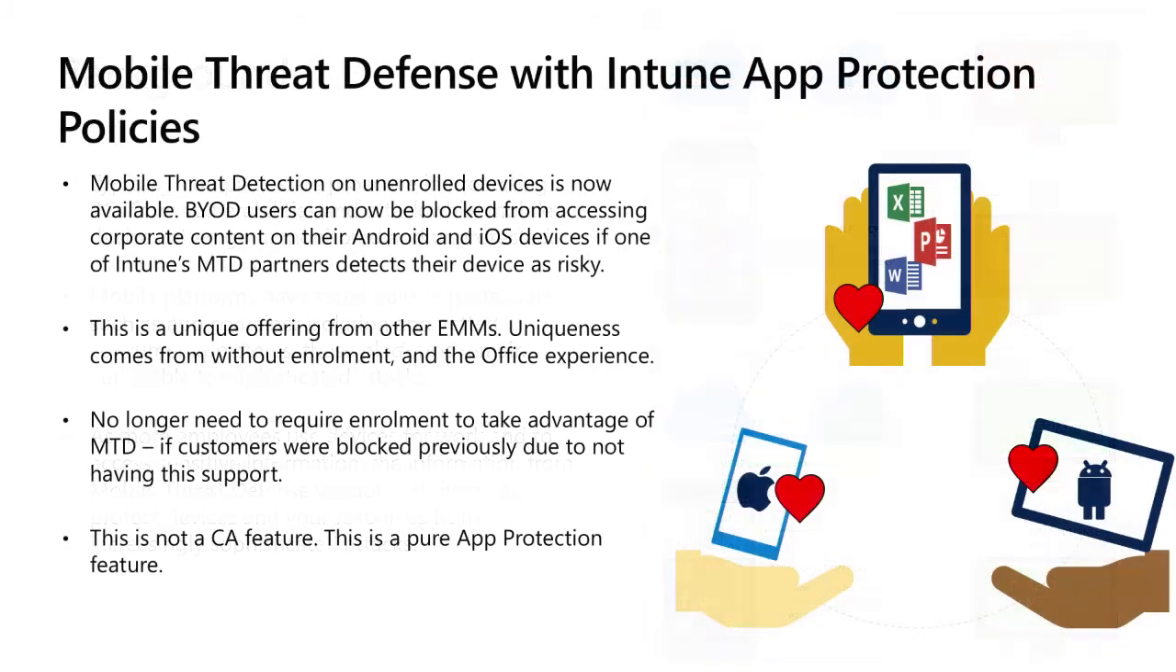So what exactly is the new functionality? Basically, mobile threat defense is now available with Intune app protection policies. That essentially means you can now enable your end users who have not enrolled their devices to be blocked or selectively wiped from accessing corporate content on their Android or iOS device if your chosen MTD vendor detects their device as risky. So this offering is unique from other EMMs.